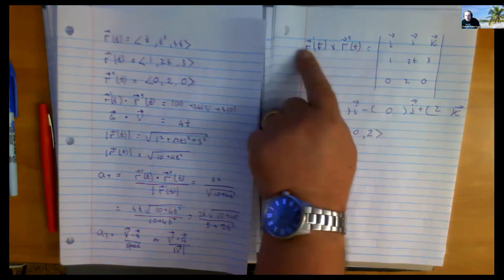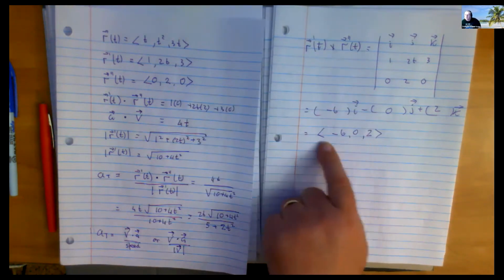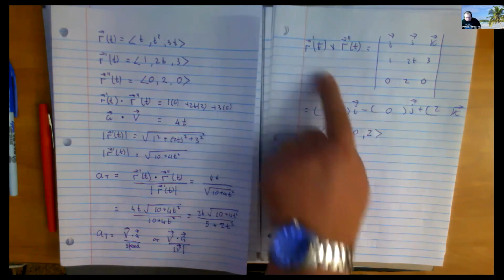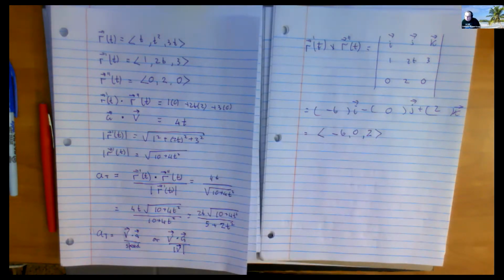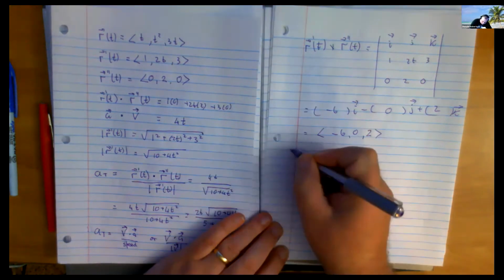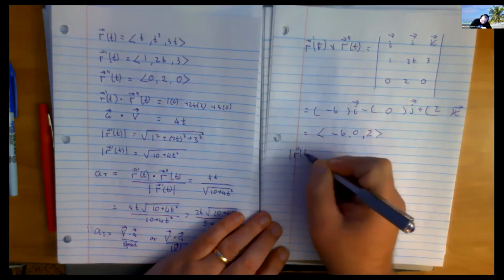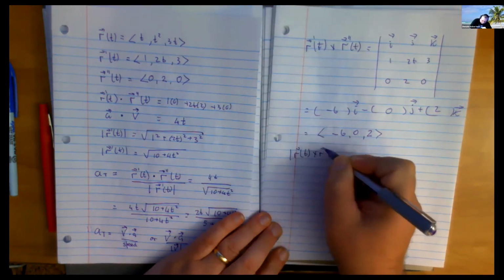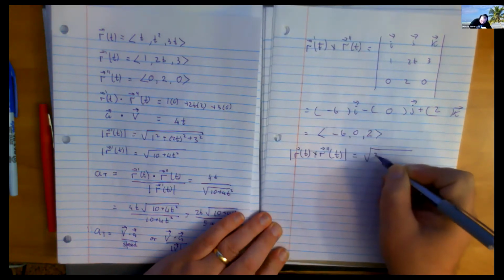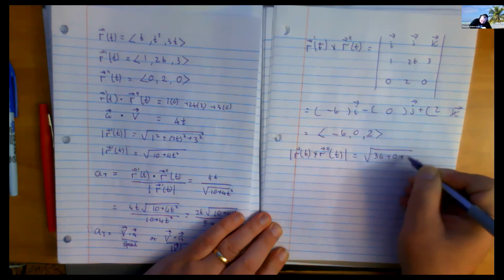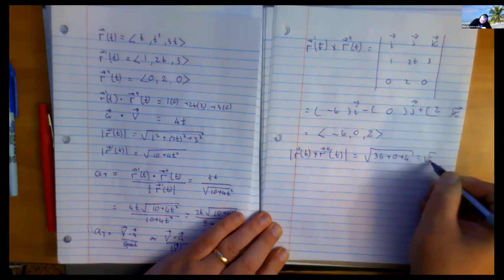This cross product does not contain any t's. In fact, this cross product is a fixed vector, right? It's the same vector all the time. So when I find the magnitude of it, it won't have any t's in it either. It's going to be the square root of 36 add 0 add 4, which means it's going to be the square root of 40.